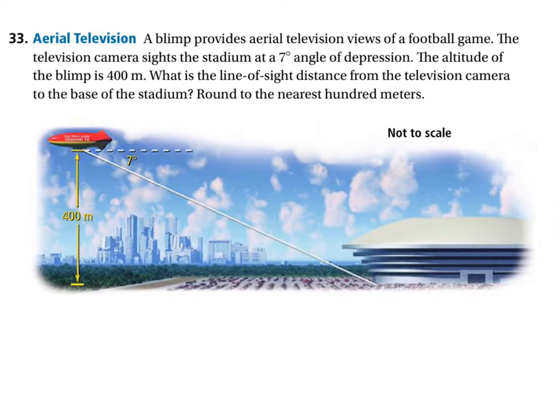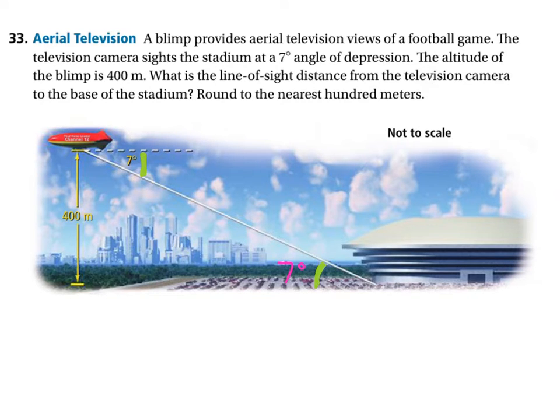Okay, so the blimp provides aerial television views of a football game, and this blimp is floating. If they were looking down from the television camera to the stadium, you can see that it forms a 7-degree angle of depression, which, following the alternate interior angles, will land down here at the bottom as a 7-degree angle as well. And let me change the color so it maybe pops out a little bit more. 7 degrees. Okay, that's great.